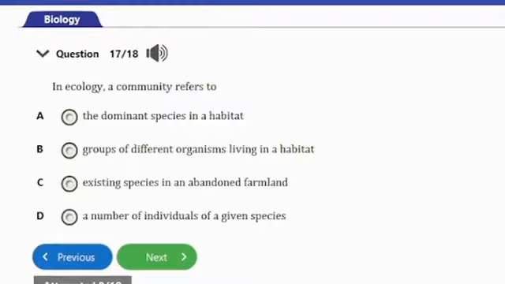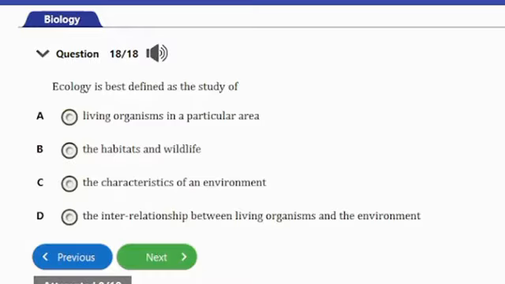Question number 17. It says, in ecology, a community refers to A, the dominant species in a habitat, B, groups of different organisms living in a habitat, C, existing species in an abandoned farmland, D, a number of individuals in a given species. So guys, the answer to this question is option B, groups of different organisms living in a habitat. So let's consider the next and the last question, guys.